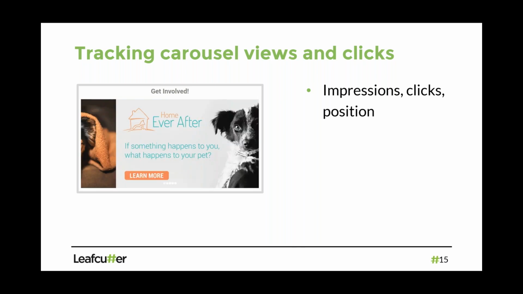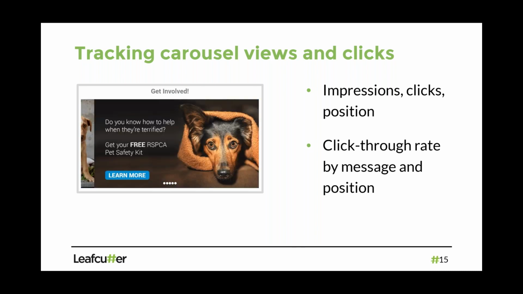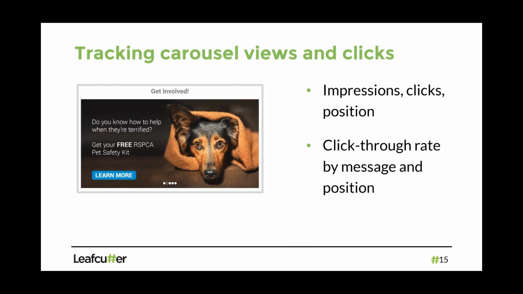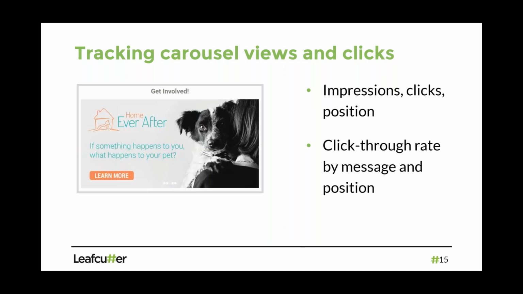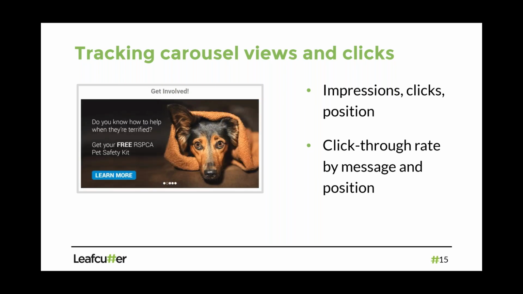If we're collecting the position as well, and we know what message each of those images has, then we can figure out a click-through rate by message and position. What's really useful about that is we could test different images about the same message and see which one gets a better click-through rate. We can also see what's disproportionately high or disproportionately low depending on the position.